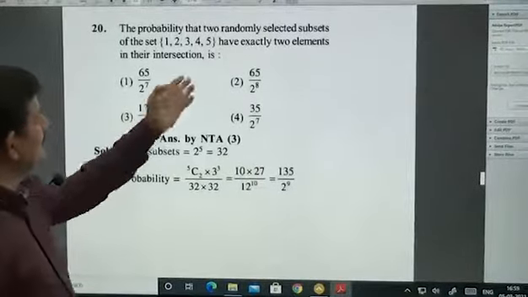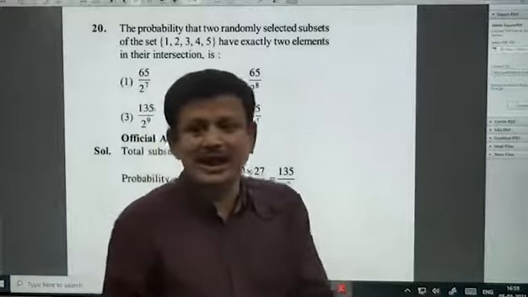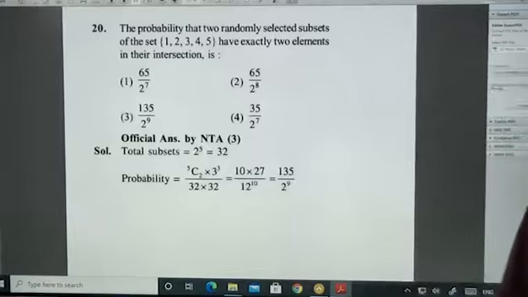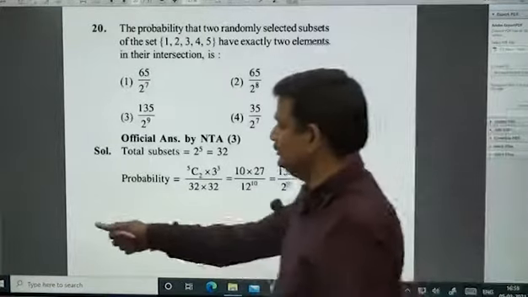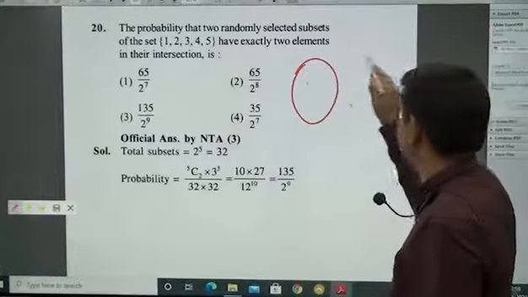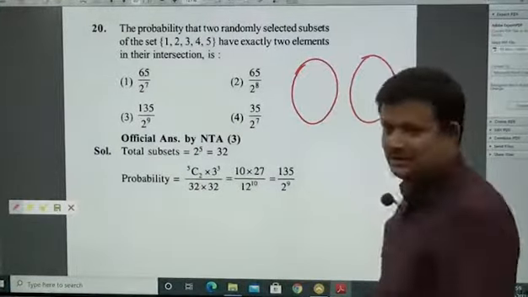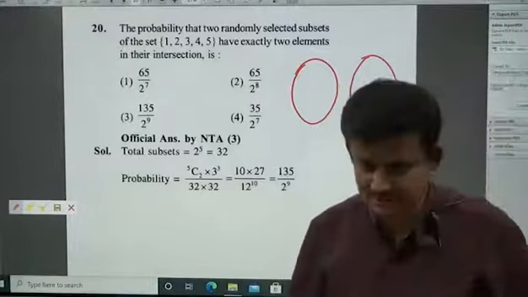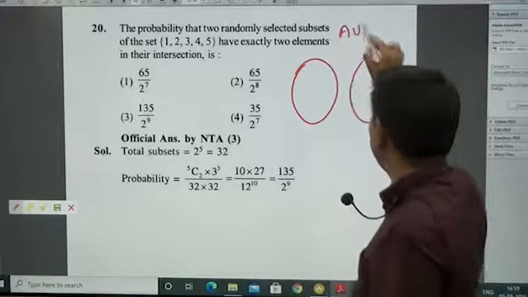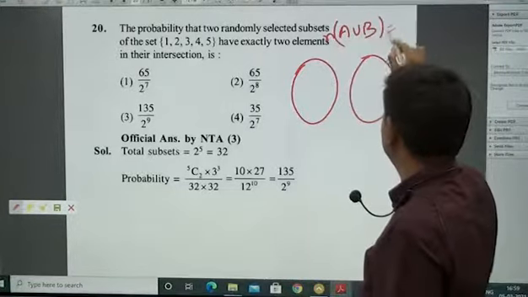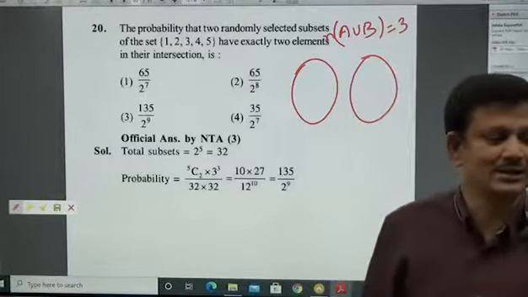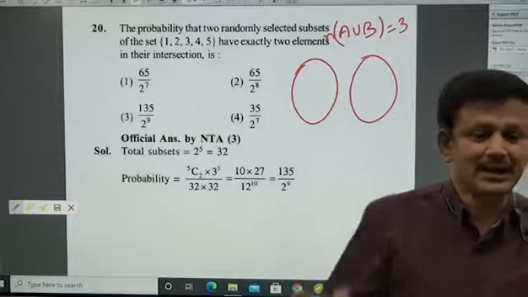Now, if in the same question their union has 3 elements, then what can be the question? First decide which 3 elements. A union B has 3 elements. That means what is happening with the remaining 2 elements? They are neither in A nor in B.